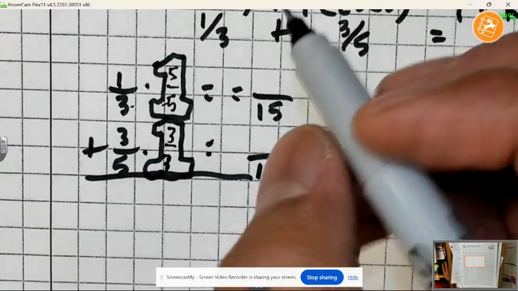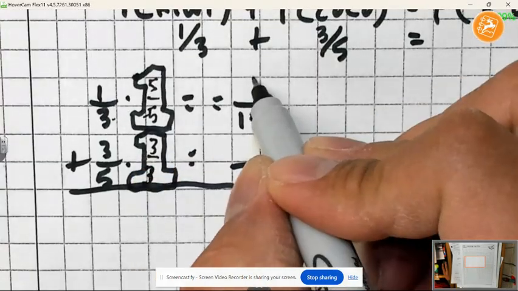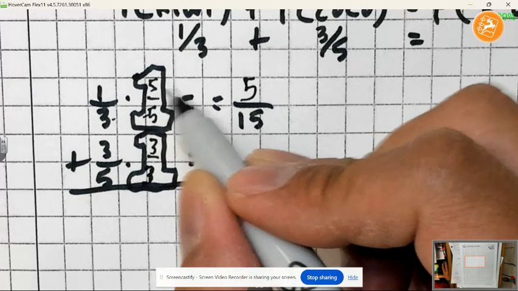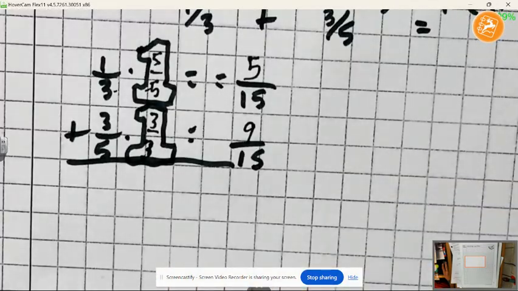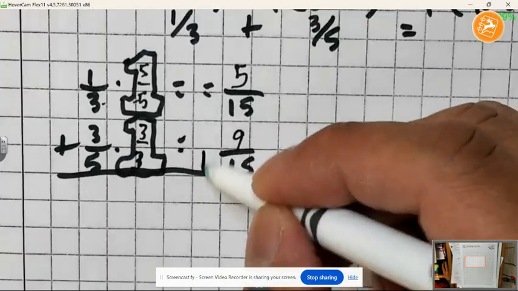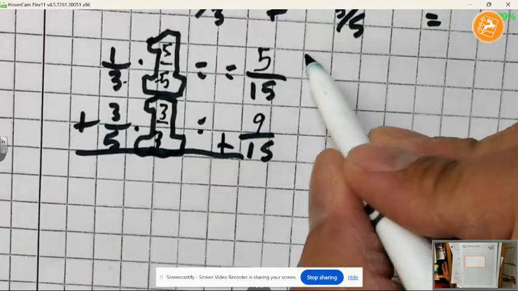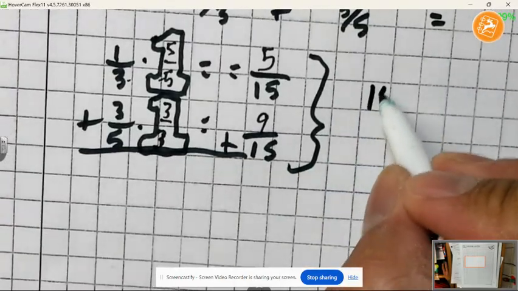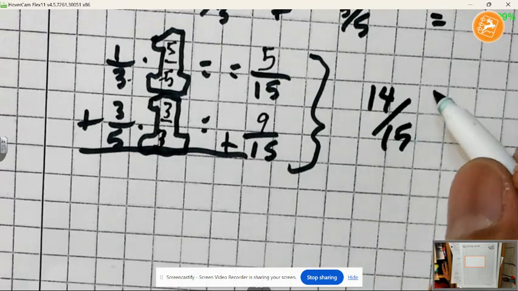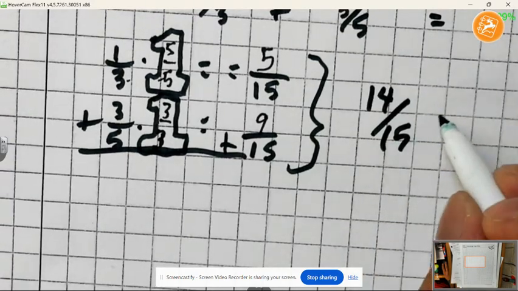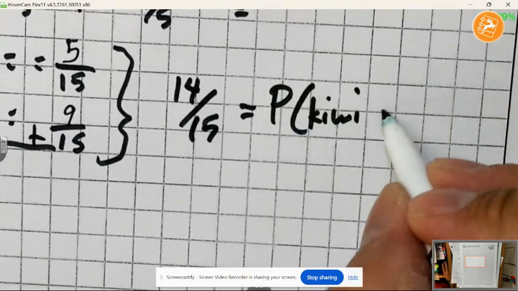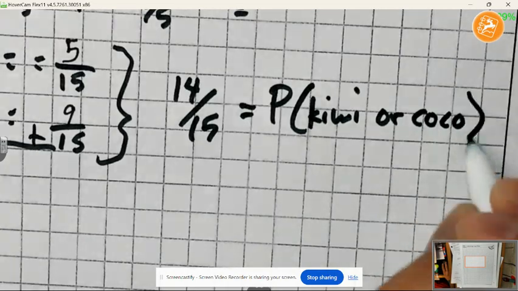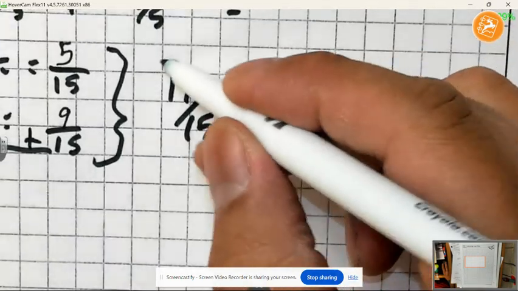So that gives me my numerators. If I go across, 1 times 5 is 5, 3 times 3 is 9. So now I'm adding 5/15 plus 9/15, which will give me 14/15. Right? So that means that 14/15 is the probability of kiwi or coconut.